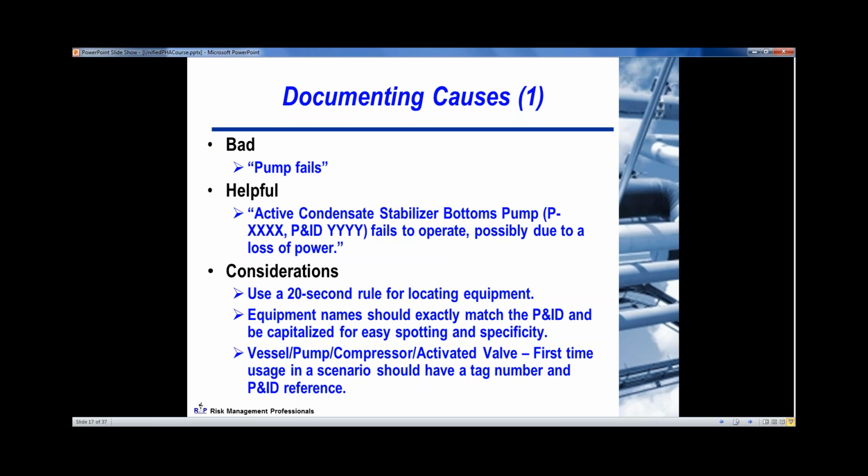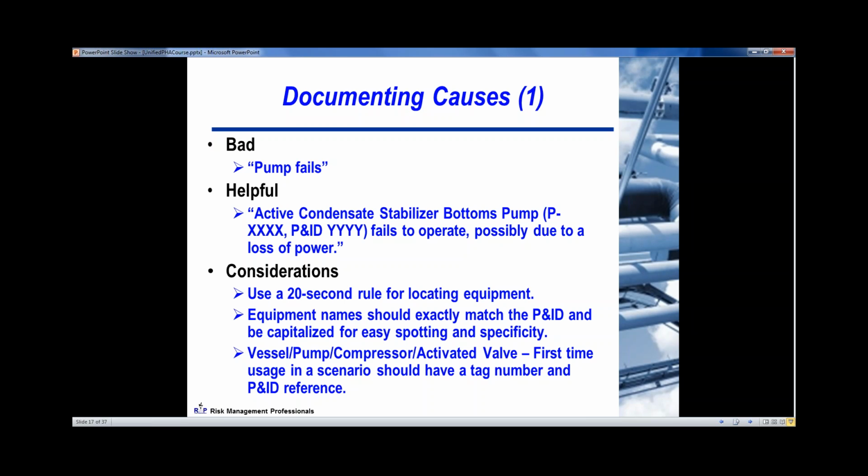So, having a scenario that says pump fails as your causal event, at the time you're doing the HAZOP study, it makes perfect sense. There's 12.5 people in the room who really know what you're talking about. But when you do your documentation and hand it out and try to sort through things later, or heaven forbid, try to update it later, it becomes nearly impossible without a lot of extra time and energy and money spent trying to figure things out.